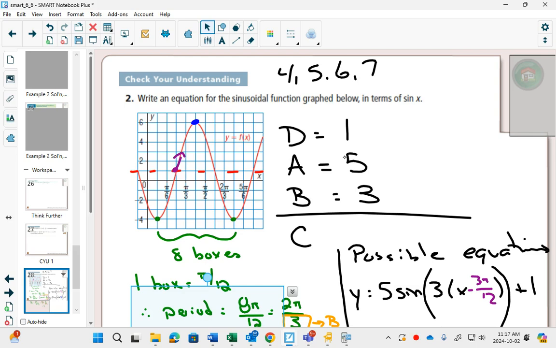The B value is going to be a little bit more tricky to figure out because your B value is related to your period, and your period is how long it takes to repeat itself. I chose 2 minimum values. You could choose 2 maximum values or the middle going up. But what I did is I found those 2 values, and then I counted how many boxes that was, and it was 8 boxes. On my scale, 1 box is pi over 12. So if this is 8 of those ticky marks, I would have 8 pi over 12, which reduces to 2 pi over 3.